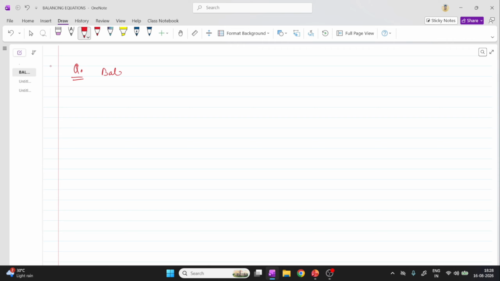So balance this equation using both methods in basic medium. So I will apply the same medium in the same equation using two different methods, and let us see whether we get the same result or not. Basic medium.